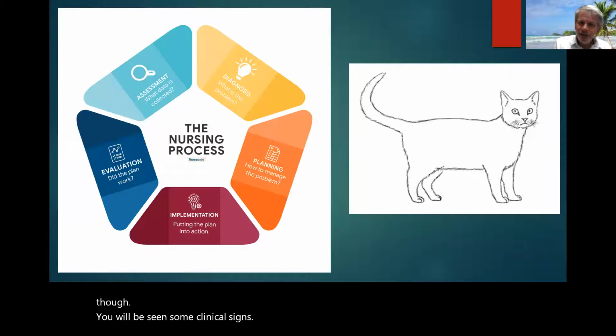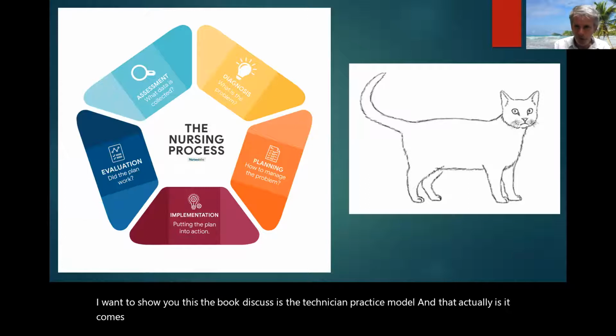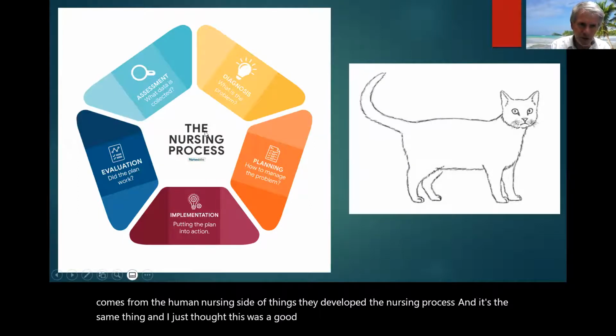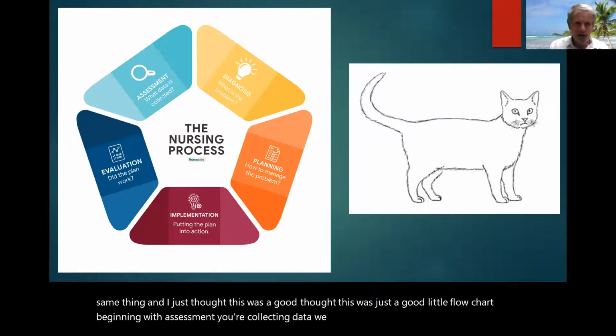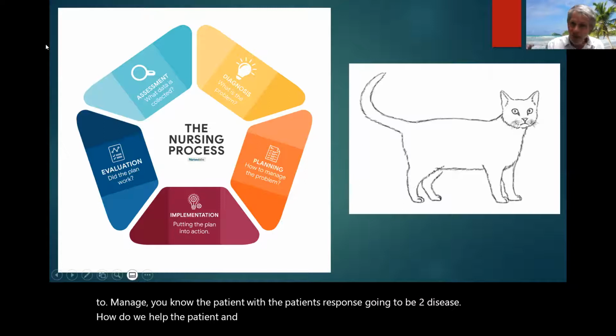I wanted to show you this. The book discusses the technician practice model, and that actually comes from the human nursing side of things. They developed the nursing process, and it's the same thing. I just thought this was a good little flow chart. Beginning with assessment, you're collecting data. We get a diagnosis. How are we going to manage the patient? What's the patient's response going to be to disease? How do we help the patient and the client? And then, is it working? Is the patient getting better, or are they getting worse?